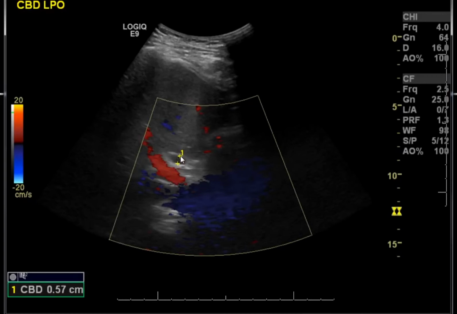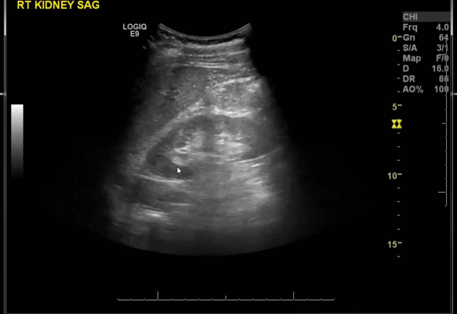They measure it from where they see the margin of the common bile duct to the opposite margin. It should be leading edge to leading edge. We'll talk about that when you come in.